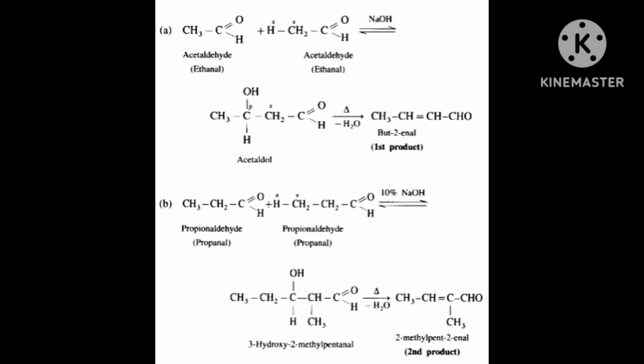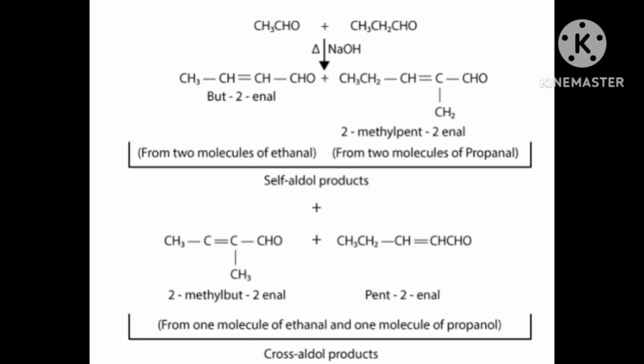The fourth product will be a little longer, because 2 molecules of propanal are used. Then you will get CH3, CH2, CH3. You have written 3 carbons now, and the first carbon means CHO. After that, the alpha carbon: the carbon to which CHO is attached is the alpha.